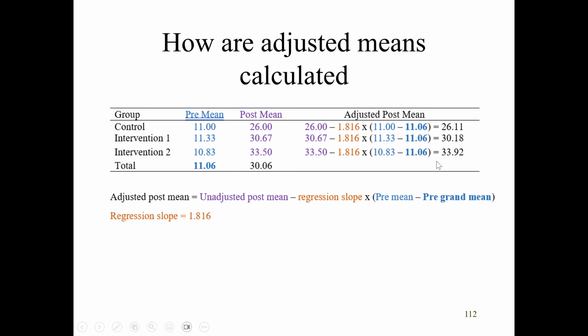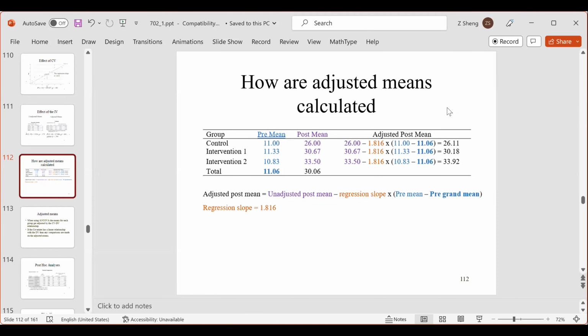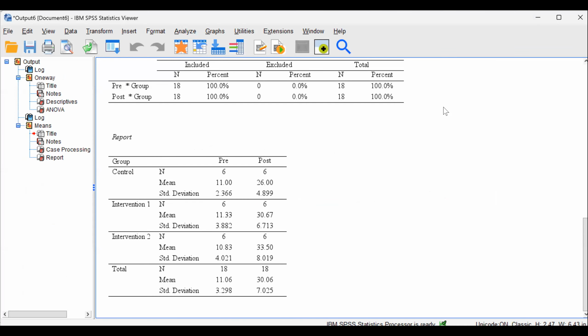And so when we run one-way ANCOVA, the post-test means will be adjusted, and in the ANCOVA the groups will be compared on these adjusted group post-test means. So let's see how we run this in SPSS. Here we are running one-way ANCOVA.